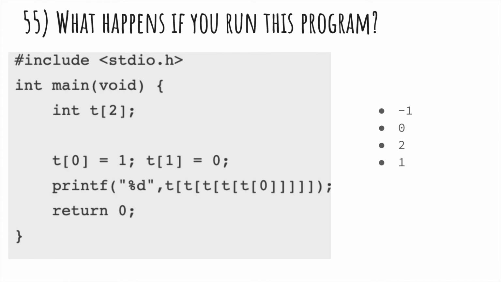How about this program? T of 0 is 1 and t of 1 is 0. So you're printing this long value. So you just have to eliminate them one at a time, working from inside out. So at the beginning you have t of 0, which is 1.